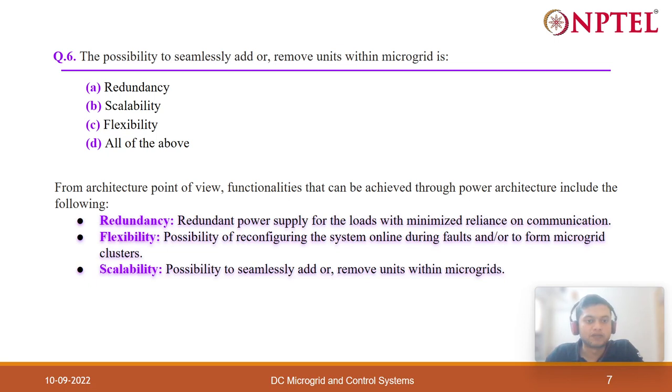And flexibility is the possibility of reconfiguring the system online during faults or to form microgrid clusters. It means it gets back to a stable state, the system is fault tolerant, and it has wider options for power flow and can follow the optimal power flow path. That denotes the flexibility part. Generally we have hybrid AC DC microgrids, so from there we can get flexibility. And scalability, what does it denote? Possibility to seamlessly add or remove units within microgrids, meaning we don't need to change the whole controller part. We can easily plug and play the DG units within the microgrids. That denotes scalability. So this is the question being asked, and the correct answer will be B.